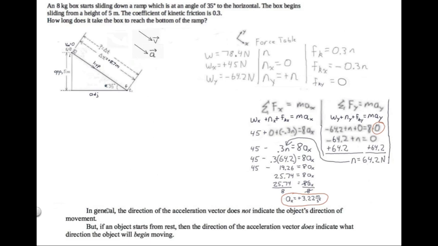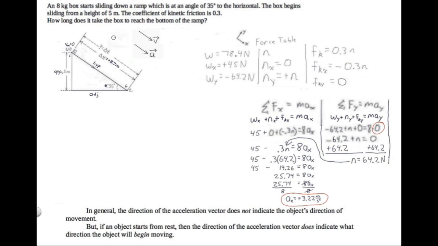Well, we know that in general, the direction of the acceleration vector does not indicate the object's direction of motion. But things are different if an object begins moving from rest. If an object begins moving from rest, then the direction of the acceleration does indicate what direction the object will begin moving. And this box did begin moving from rest. So if the acceleration is pointing parallel to and down the ramp, that tells us that from rest, the box must have begun moving parallel to and down the ramp.